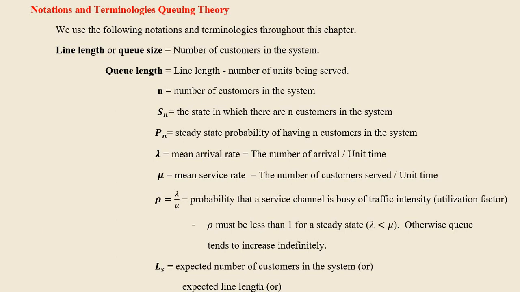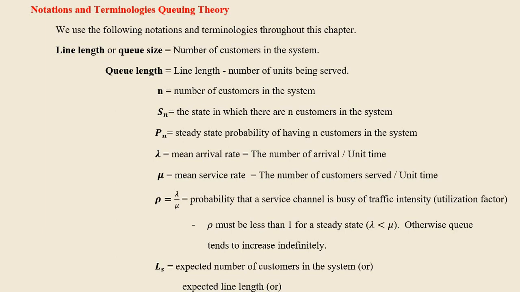It should include the person who is getting service and also the persons who are standing in the queue to get service, both. If you are talking about queue length, it should be the line length minus the number of units being served. We already discussed the queue length in the earlier video. The same thing is repeated here: the queue length excludes the customers who are getting service. That is, if one person is getting service and four persons are standing in the queue, the queue length represents the four persons only. We need not include the person who is getting service.